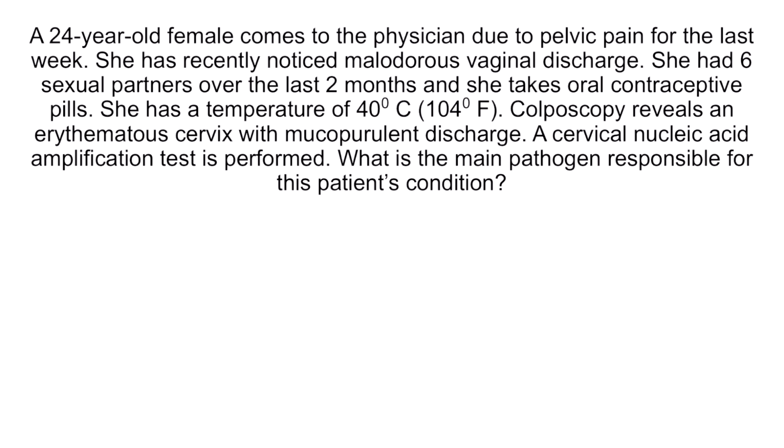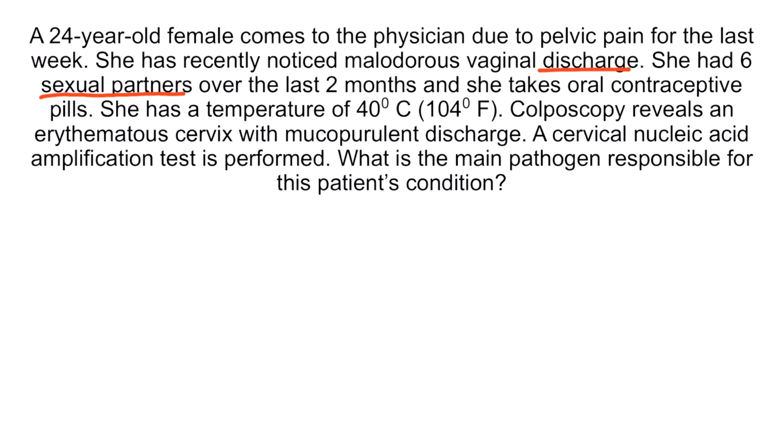Colposcopy reveals an erythematous cervix with mucopurulent discharge. A cervical nucleic acid amplification test is performed. What is the main pathogen responsible for this patient's condition? This patient presents with pelvic pain, fever, and cervical mucopurulent discharge, and she also has multiple sexual partners. All of these clues are consistent with PID.